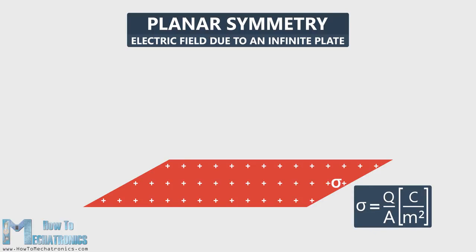Now we want to calculate the electric field in the surrounding area of this plate, let's say at a distance d. In this case, we are going to choose a cylinder again as a Gaussian surface. The cylinder intersects the plate, and in that intersection we have a charge enclosed.